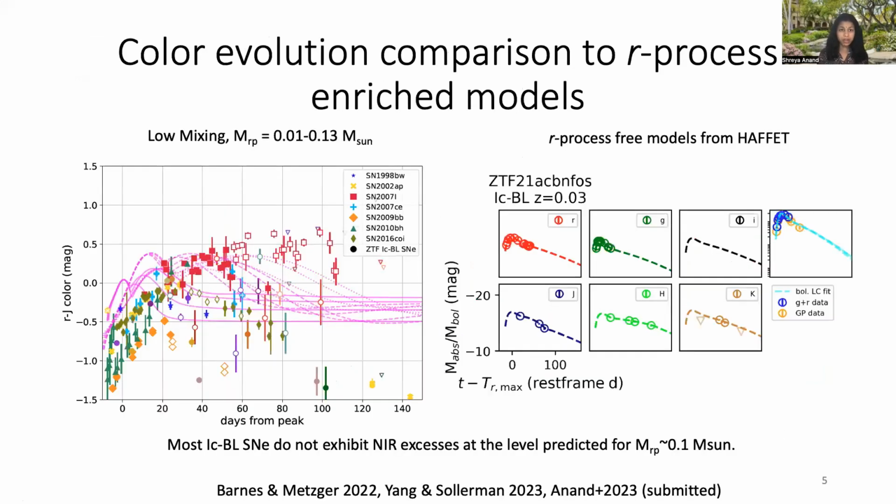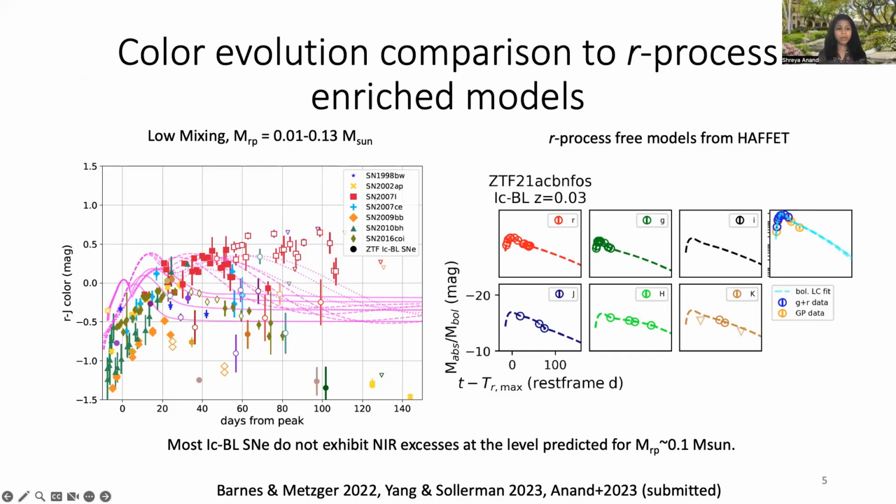So we started searching for these r-process signatures using the Zwicky Transient Facility. We selected 18 broad-line type Ic supernovae with ZTF and followed them up in the optical and in the near infrared with the Wide-field Infrared Camera on the Palomar 200-inch telescope. We compared the supernova colors, which are plotted here, with the model predictions. And these model predictions range from 0.01 solar masses to 0.13 solar masses of r-process mass.